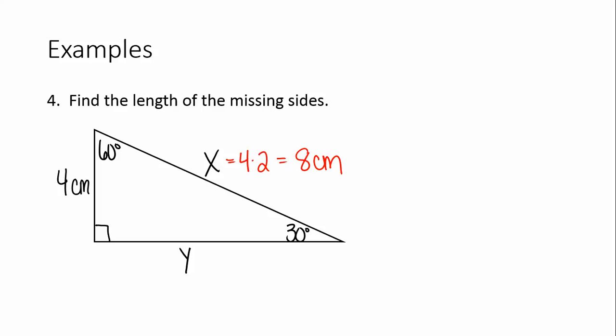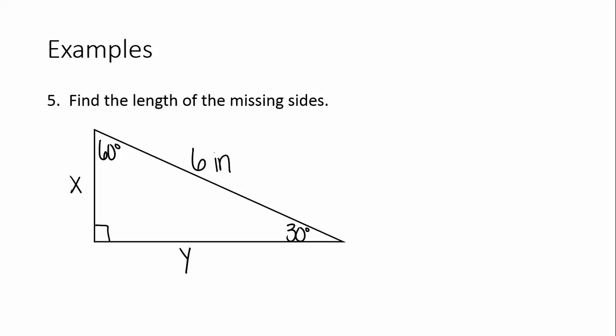The longer leg is the square root of 3 times the shorter leg. So we take the short leg times the square root of 3, and we get 4 square root 3, and that's centimeters. And we'll talk in a moment about what that number actually is in the calculator. Again, please make sure that you're drawing the triangles in your notes.